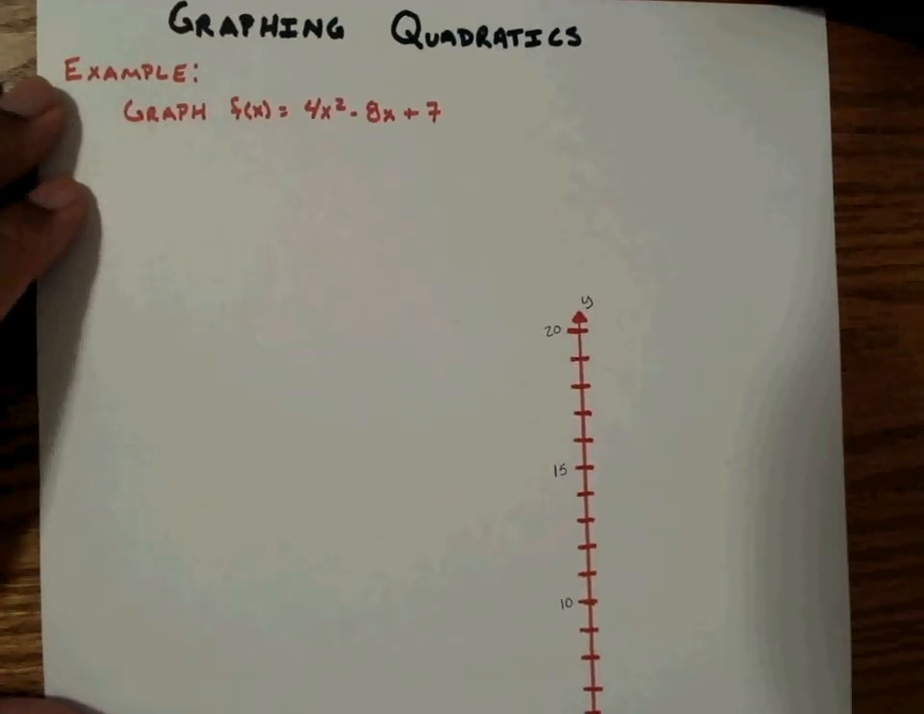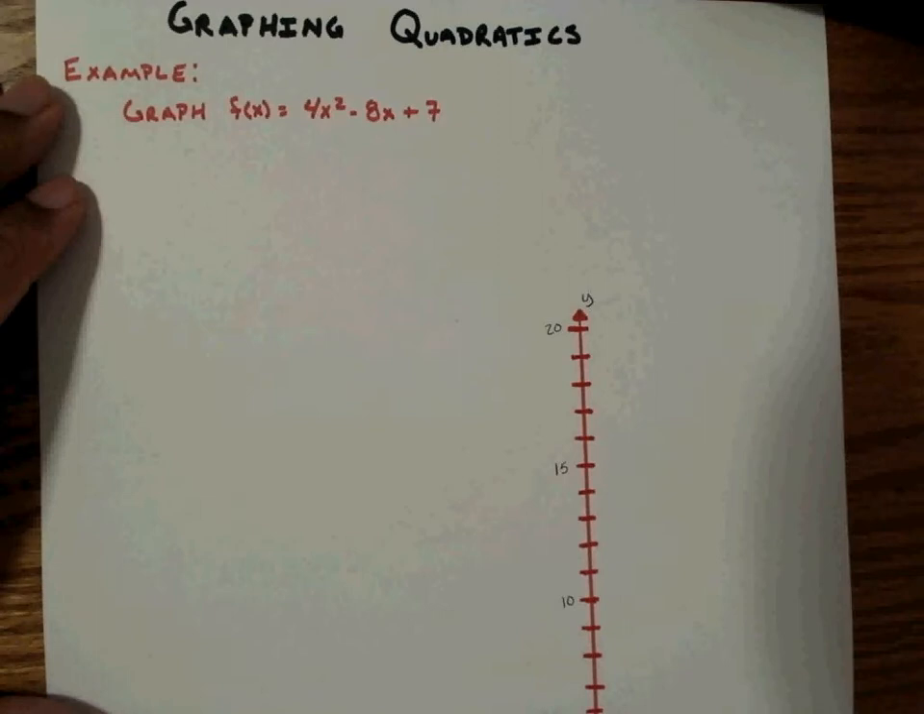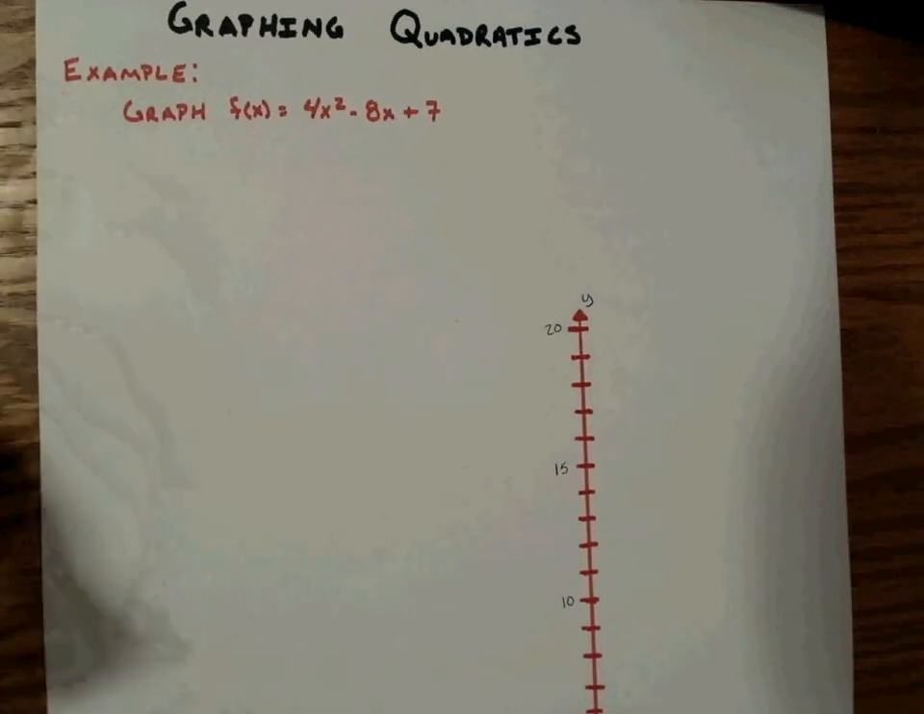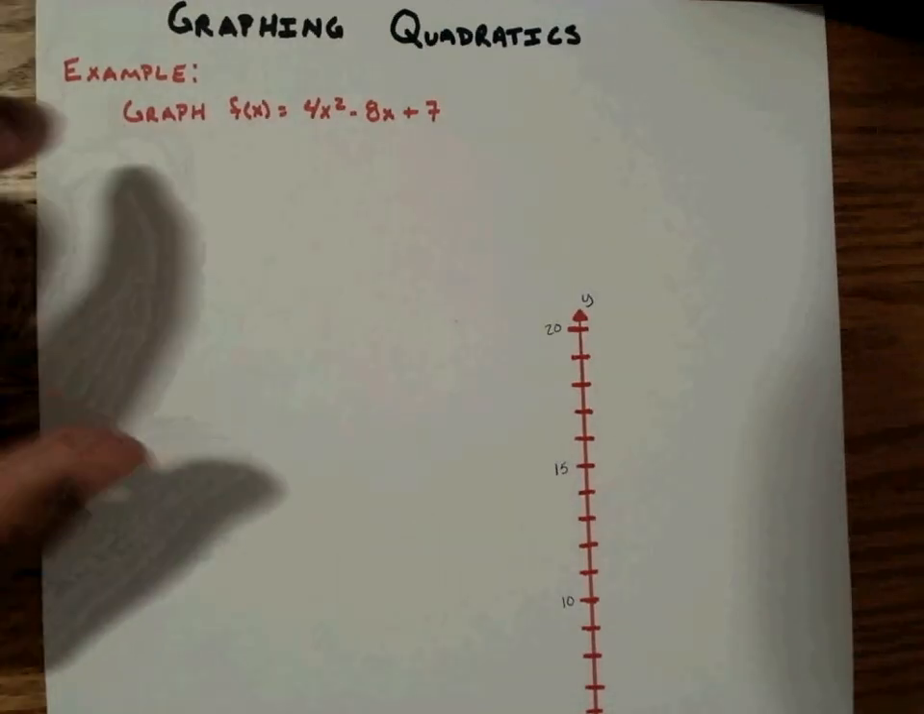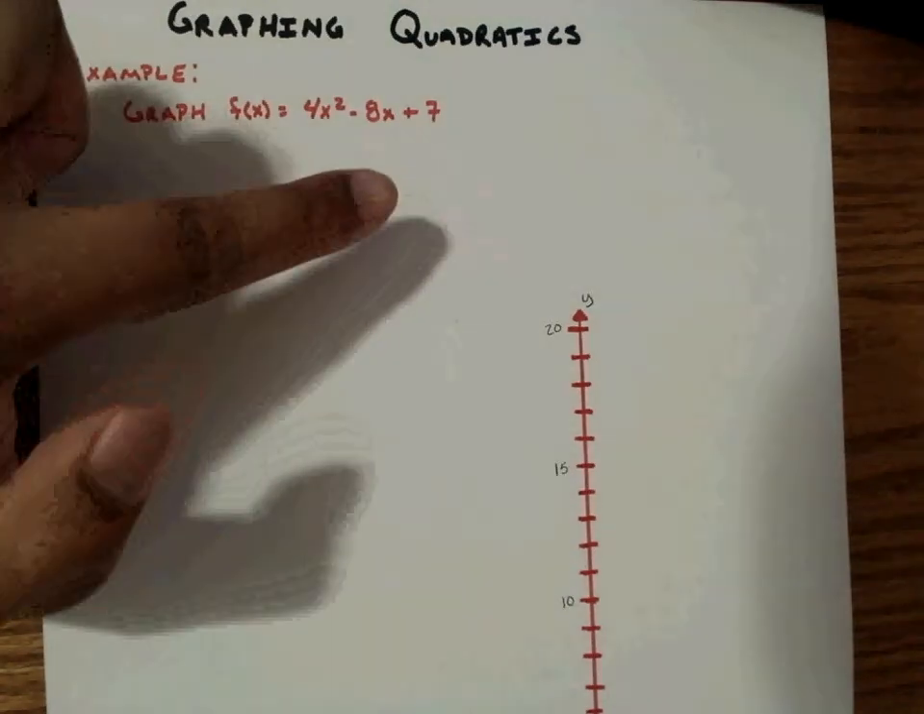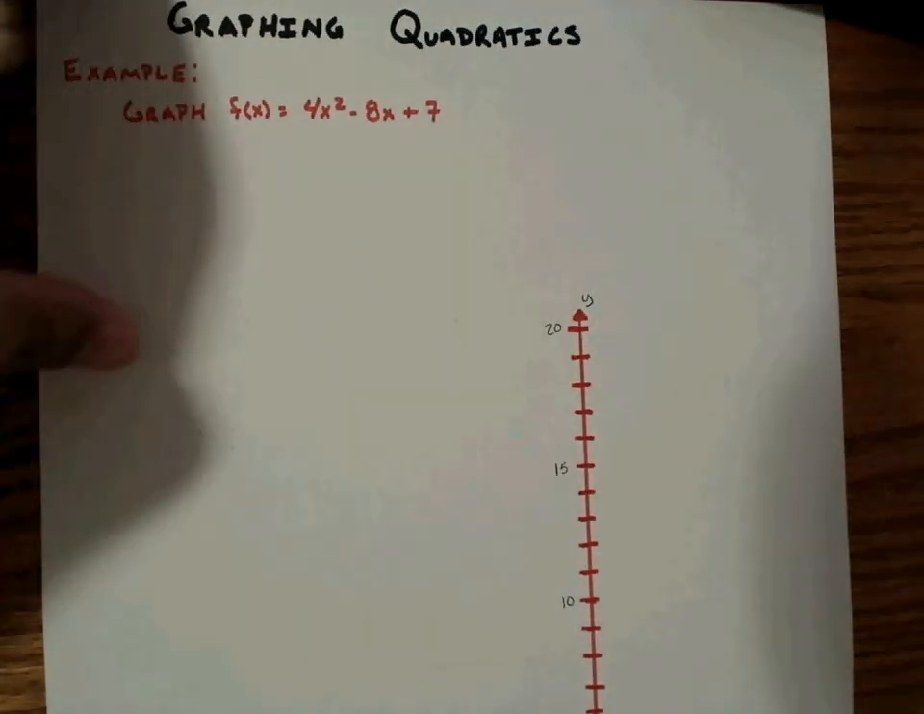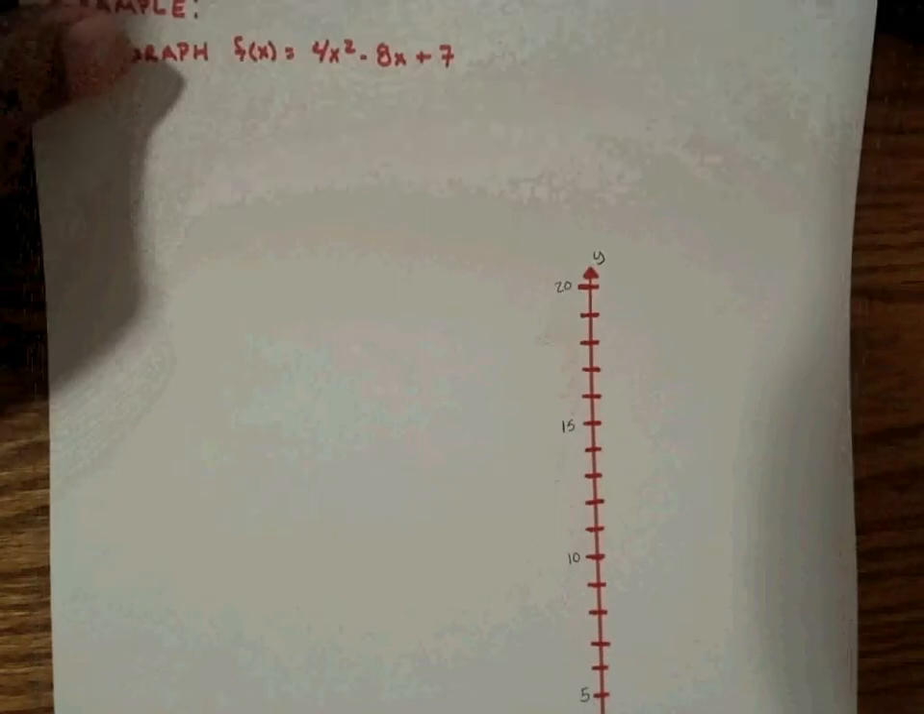Again, this video is meant to go hand in hand with your calculator inactive example. So this example follows the printed notes pretty much to a T. But anyway, in this example we're graphing f of x is equal to 4x squared minus 8x plus 7. So I'm just going to go ahead and slide this up just a tad bit.